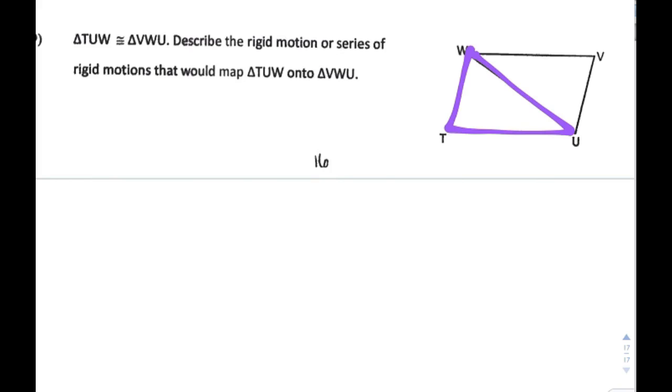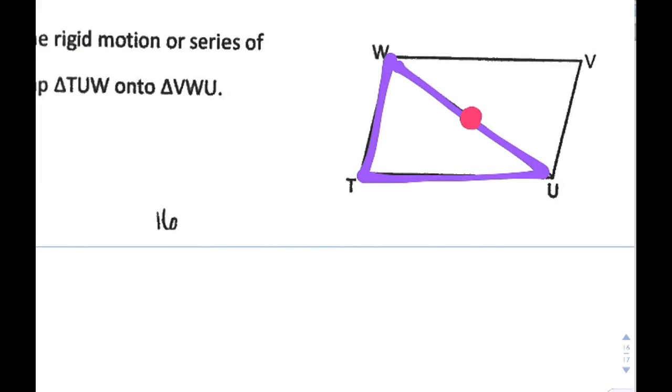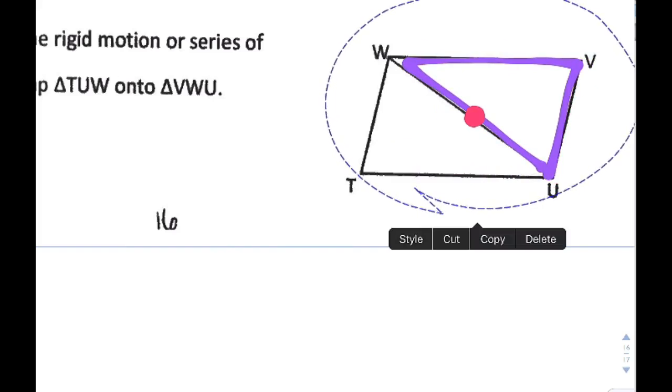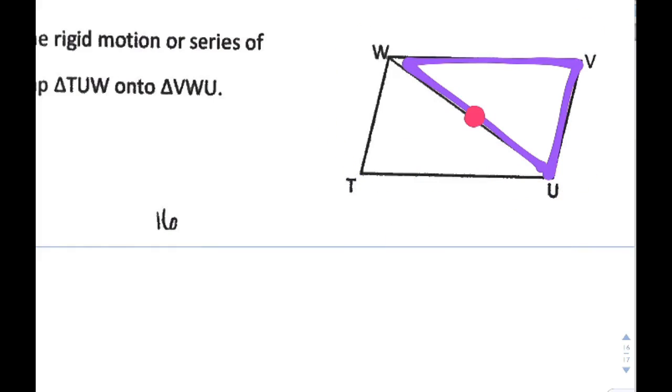This is my favorite one because it has a little twist. There's a point that you have to rotate around that you don't even see, that isn't labeled. So we are going to map TUW onto VWU, which basically means the purple one onto the upper right half there. So the only way to do this is to rotate it like this. But what point did we actually rotate it around? If you remember this from class several weeks ago, that's the point we rotated around. So how do you explain that point? You rotate triangle TUW about the midpoint of WU such that T maps onto V.